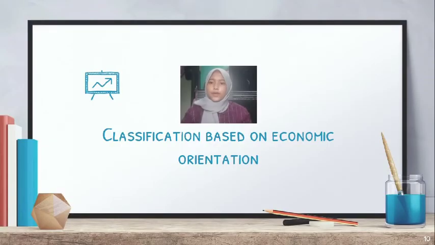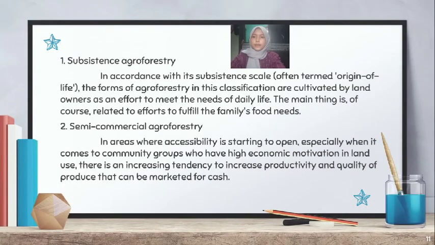And next, classification based on economic orientation. The first is subsistence agroforestry. In accordance with its subsistence scale, or often termed origin of life, the form of agroforestry in this classification is cultivated by landowners as an effort to meet the needs of daily life. The main things, of course, relate to efforts to fulfill the family's food needs.